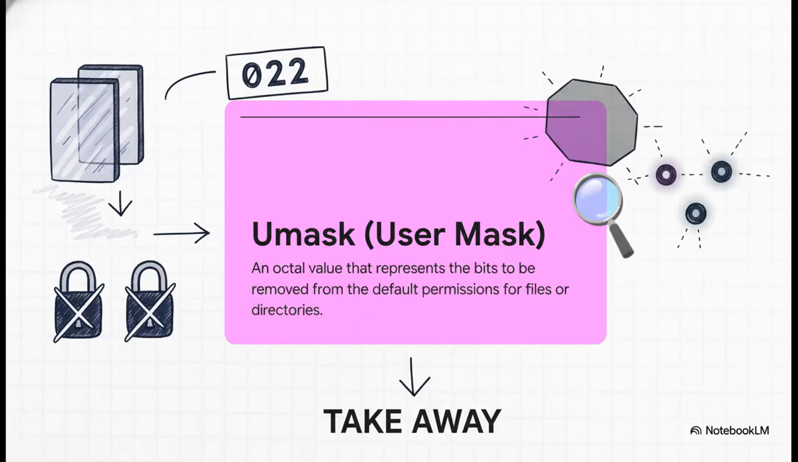So what is it exactly? The UMask is just an octal number, like 022, that acts like a filter. But here's the key thing to remember. Instead of adding permissions, it actually removes them, or masks them, from a default starting point. It's all about taking permissions away.